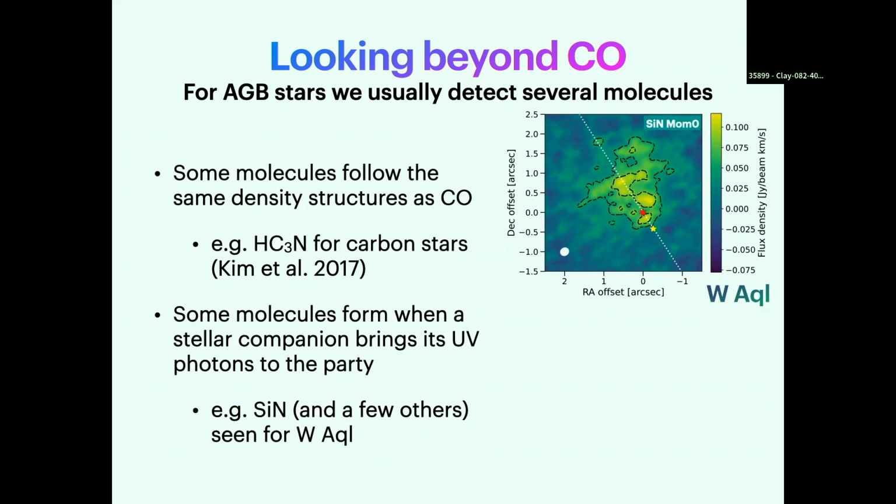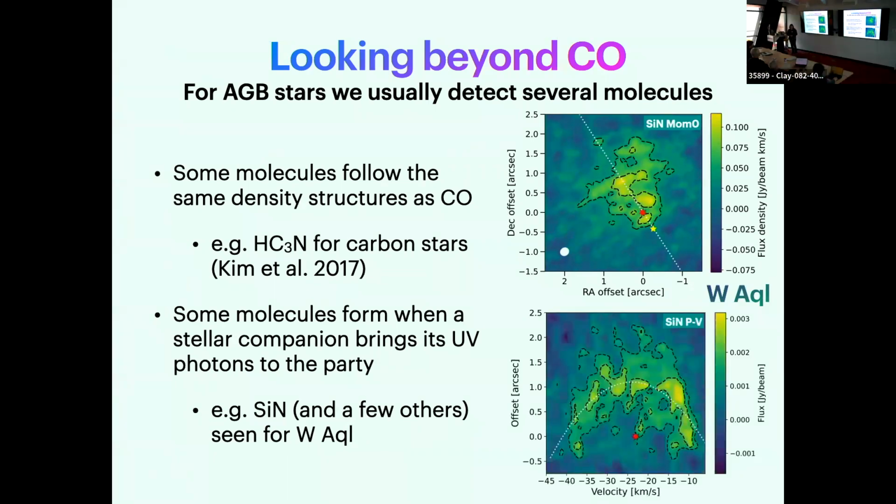So I took a PV diagram along that axis that I've plotted there, the dotted line. Well, I tried every angle, but that's the one that worked. And we see in the PV diagram, the position velocity diagram, that this isn't just a triangle of emission, it's actually an arc that we're seeing edge on relative to the plane of the sky.